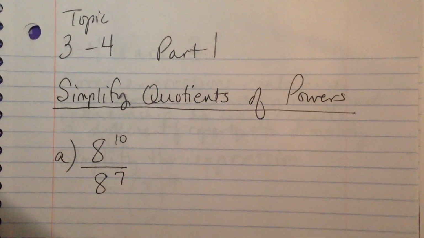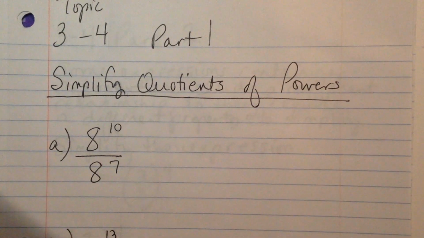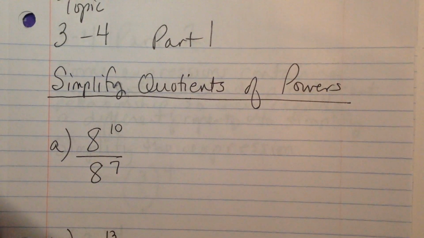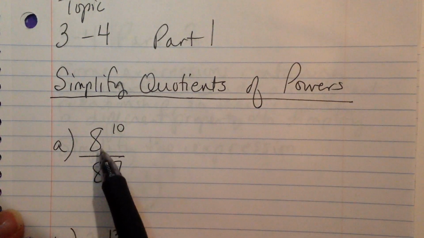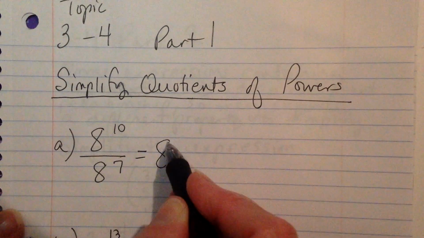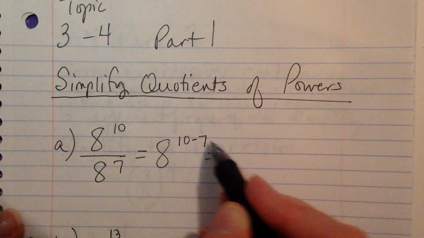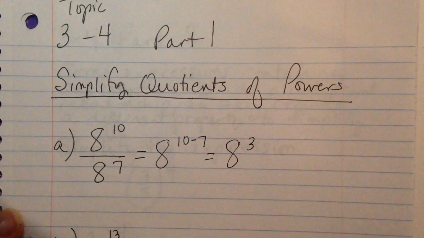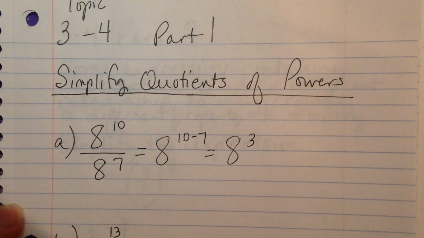So let's look at some more examples. Topic 3-4, Part 1. Simplifying quotients of powers. Quotients means to divide. So when you're dividing like bases, I have 8 to the 10th divided by 8 to the 7th. Our formula tells you to subtract, start with 10 minus 7. 10 minus 7 gives you 8 cubed. 8 cubed is your answer.